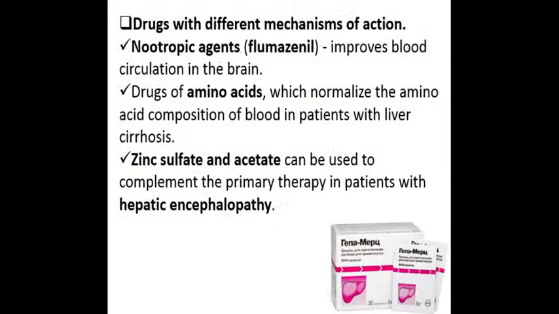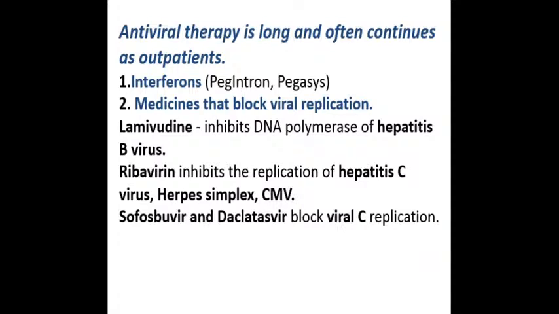And the fourth group is drugs with a different mechanism of action. It is nootropic agents, which improve blood circulation in the brain. It is amino acid drugs, which normalize the amino acid composition of blood in the patient with liver cirrhosis. And preparations of zinc sulfate and zinc acetate if the patient has hepatic encephalopathy.